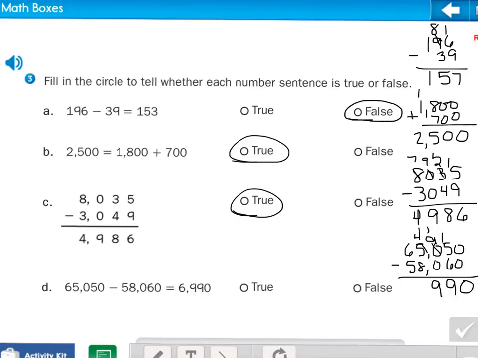4 minus 8, you can't do it, so you have to borrow and make that a 14. So 14 minus 8 is 6. And 5 minus 5 is 0. So 6,990, again, would make that answer true. So A is false, B is true, C is true, and D is true.